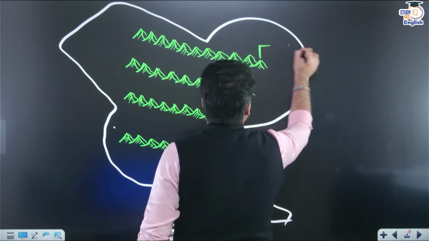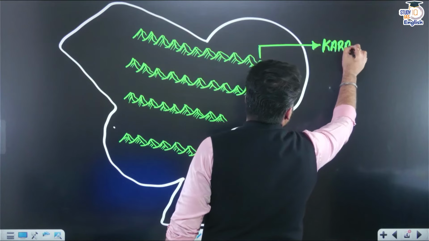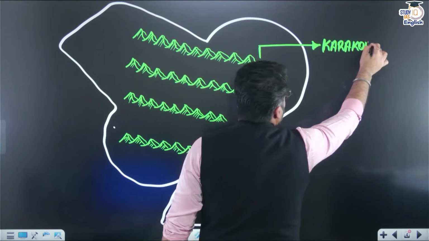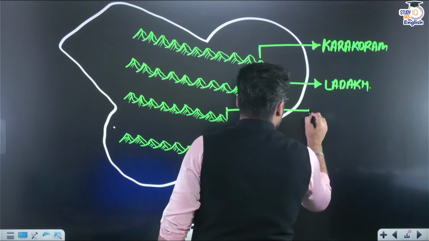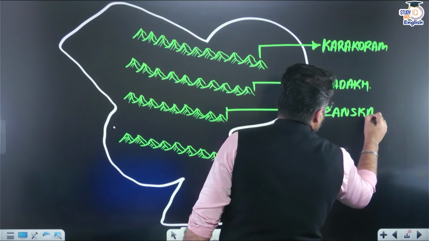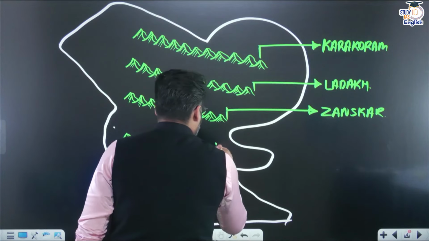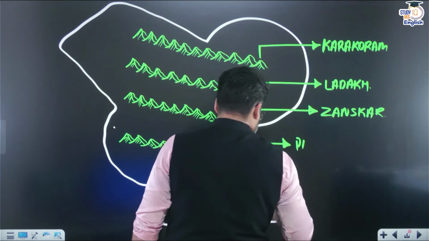This is called the Karakoram range. This is called Ladakh. This is called Zaskar. This is called the Pir Panjal range.